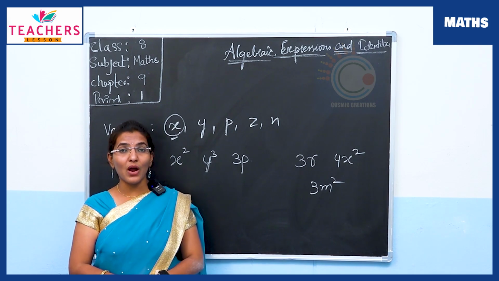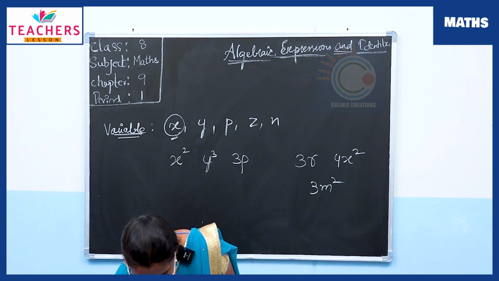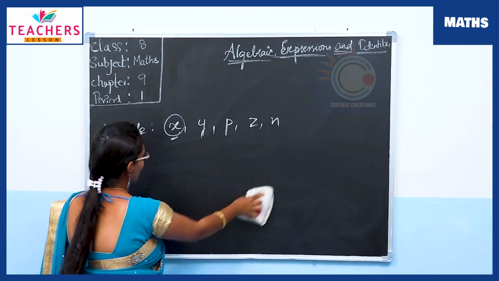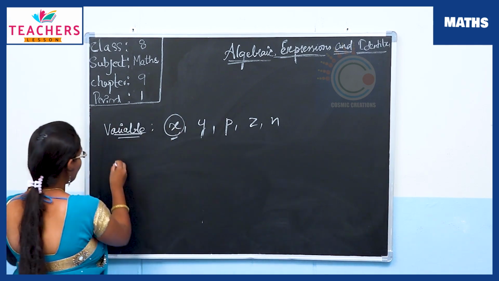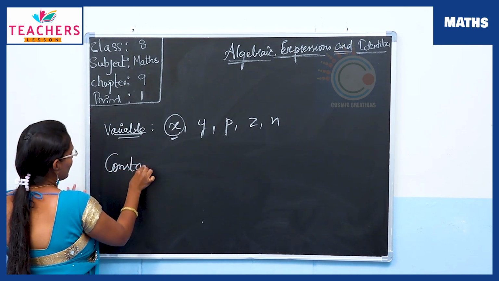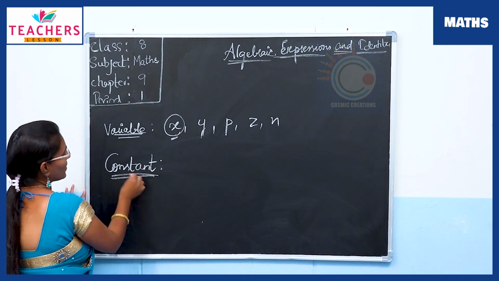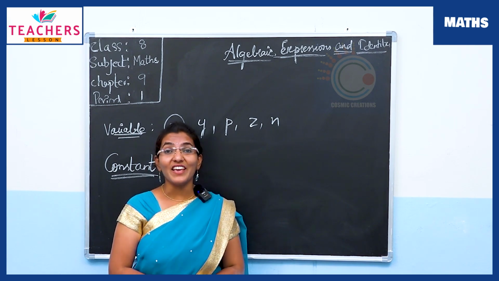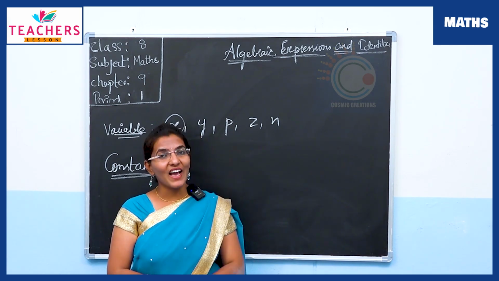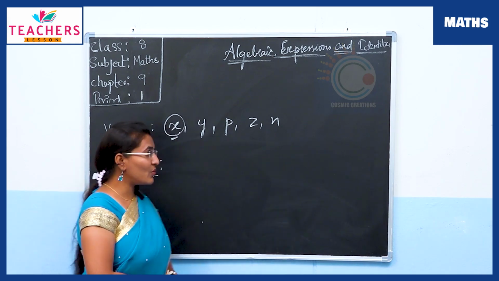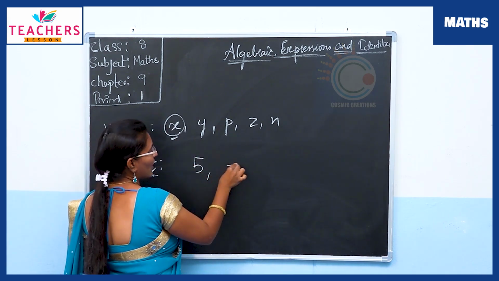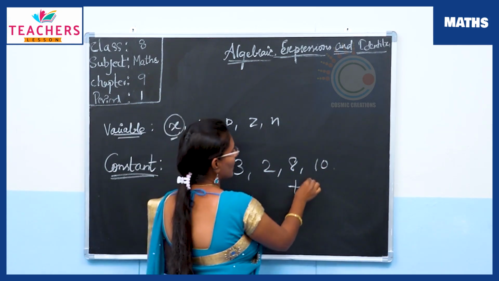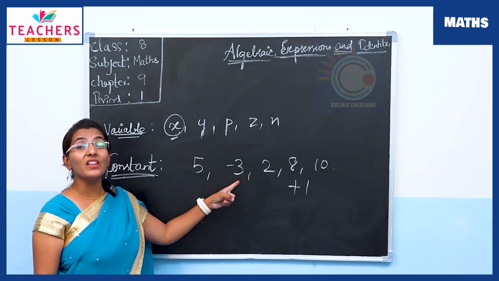So now let's discuss what constants are. So students, what is a constant? Have you ever seen constants anywhere? Yes, constants are nothing but what? They are the numbers, isn't it? So generally, any number 5, -3, 2, 8, 10, +1. Yes, very good. These are all what? These are all the constants.